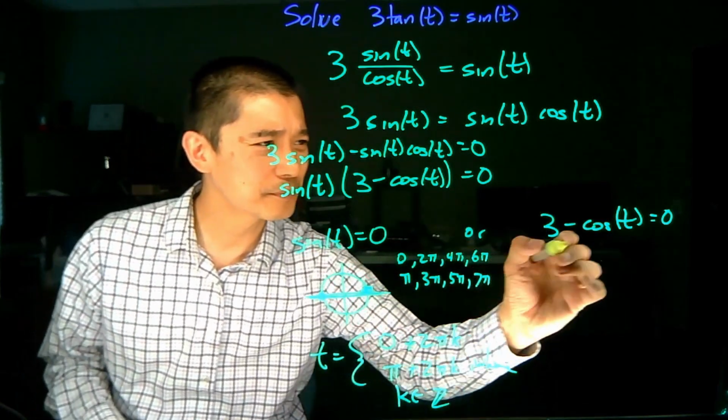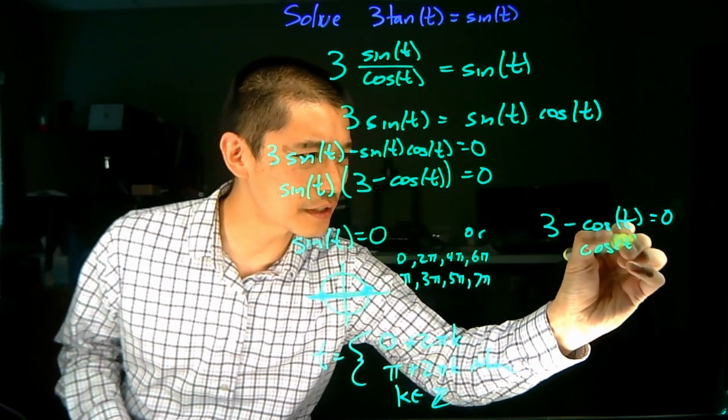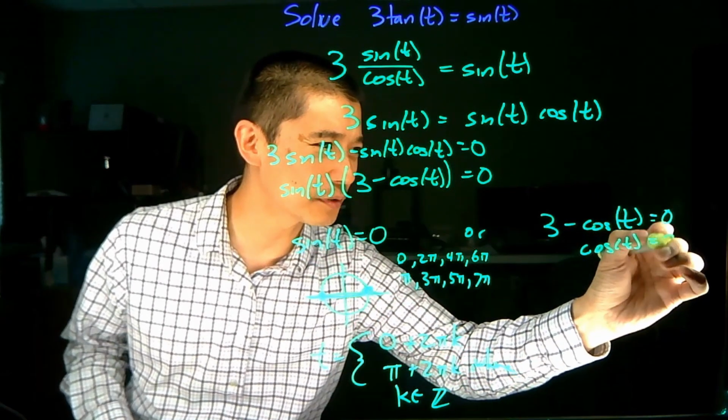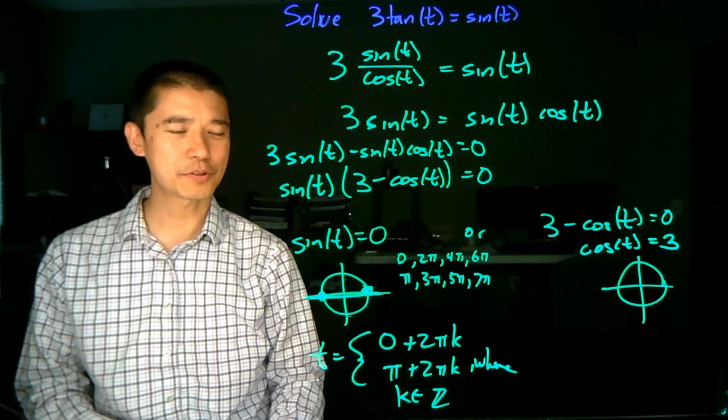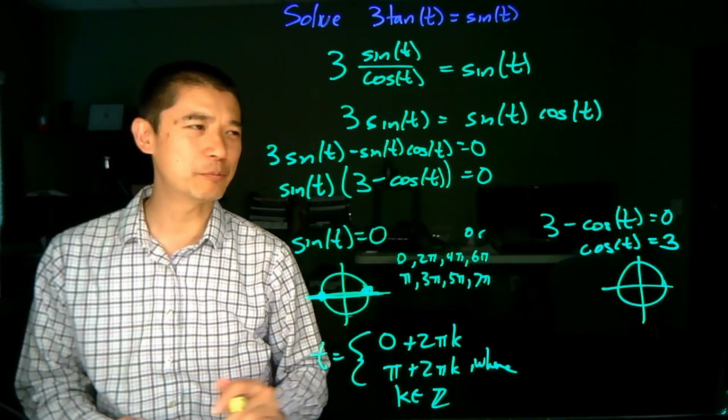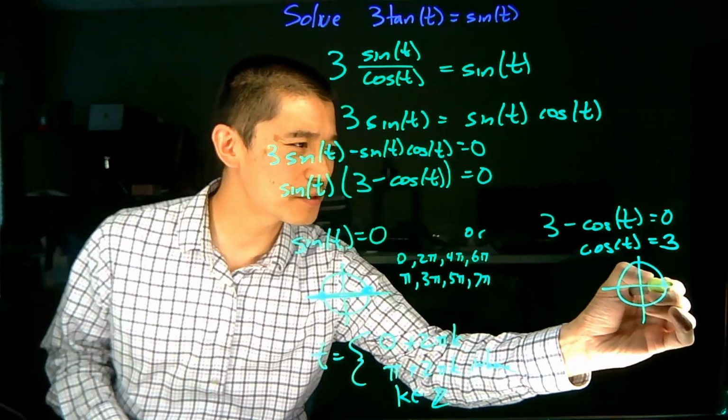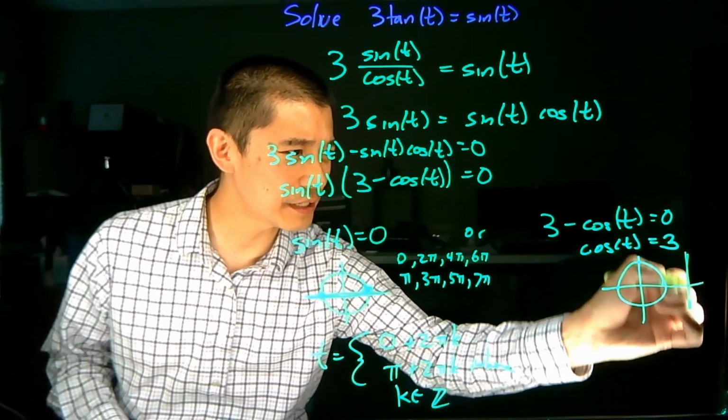Over here, let's solve for cosine of t. Cosine of t, we're going to add it to both sides, is equal to 3. Now this is a different situation. Cosine of t equals 3. Cosine is still the x-coordinate, but we want the x-coordinate to be 3. But if this is a unit circle, equals to 3 is way out here somewhere.